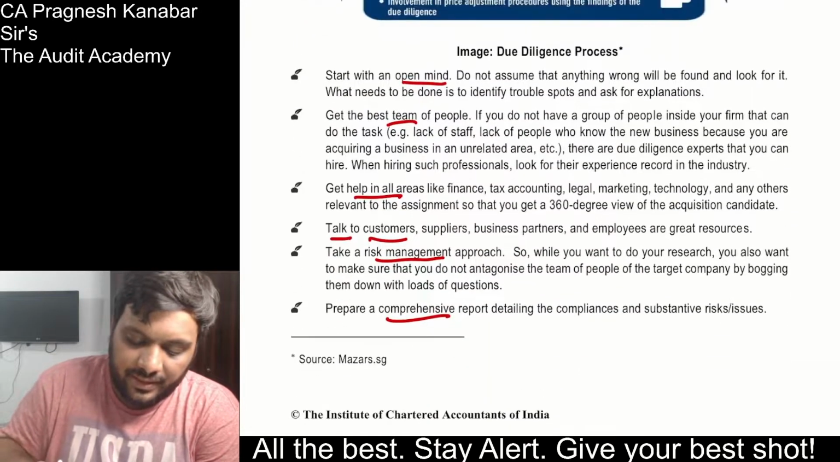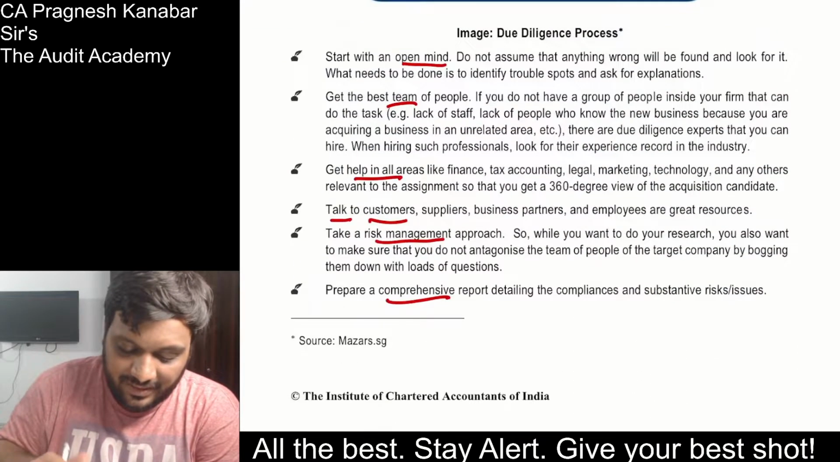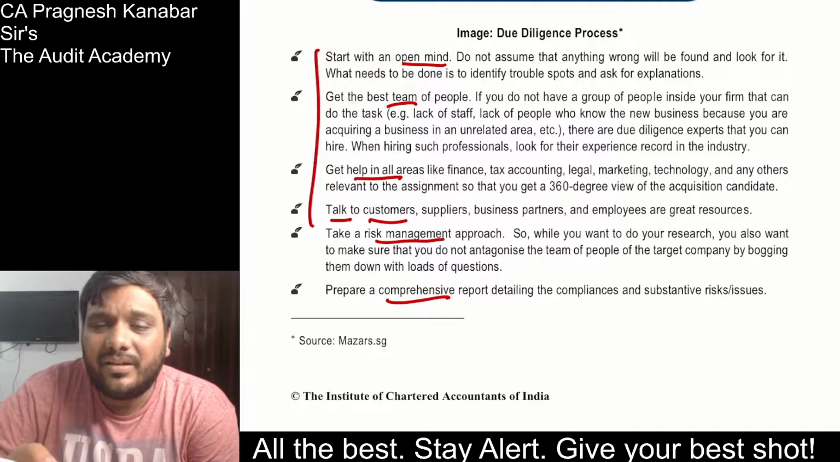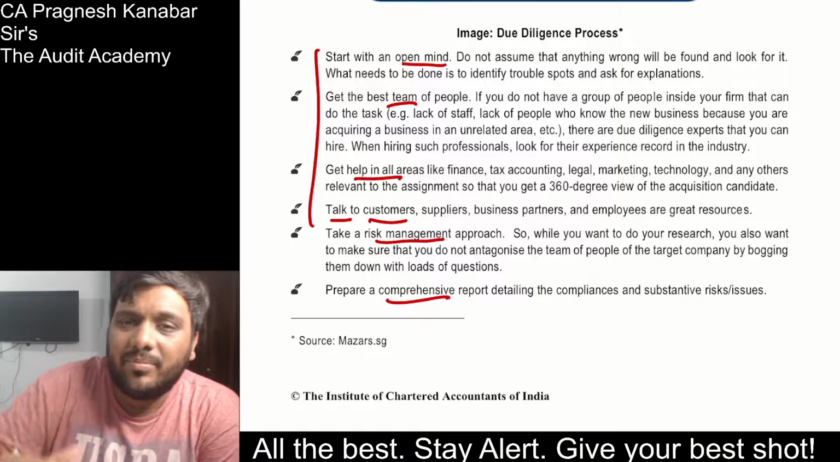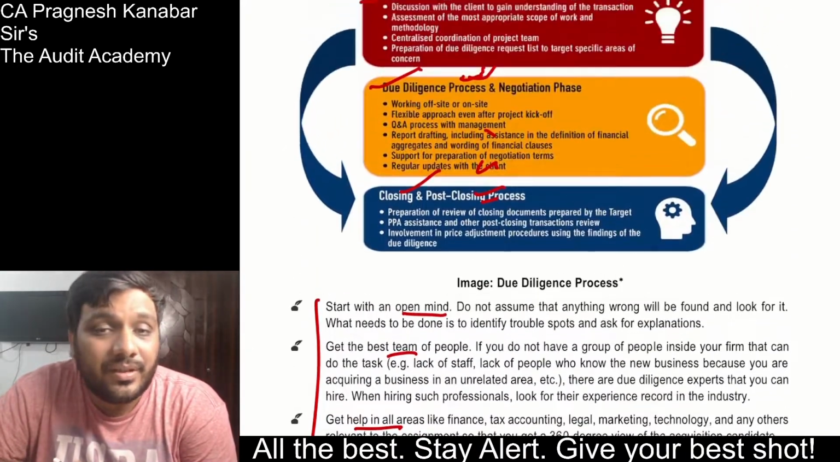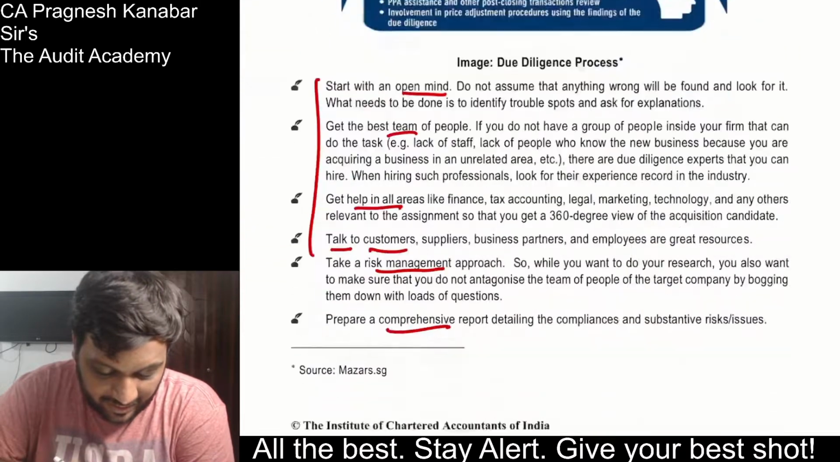All right, then look at this, how to conduct due diligence. Actually, they've given points over here: start with an open mind, get the best team of people, take help in all areas, talk to the third parties, and then prepare a proper report. All right, so I'm not expecting such kind of question, but yes, be careful. If they want to set up a very boring paper, they can do this.